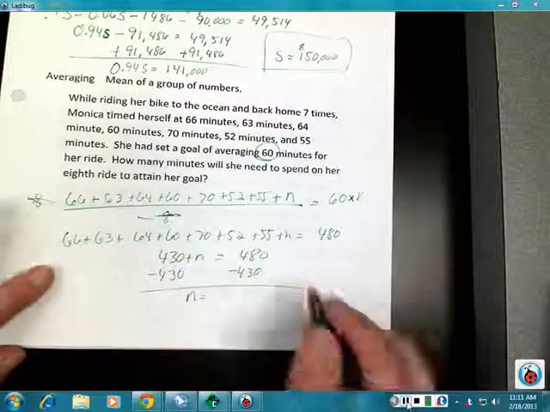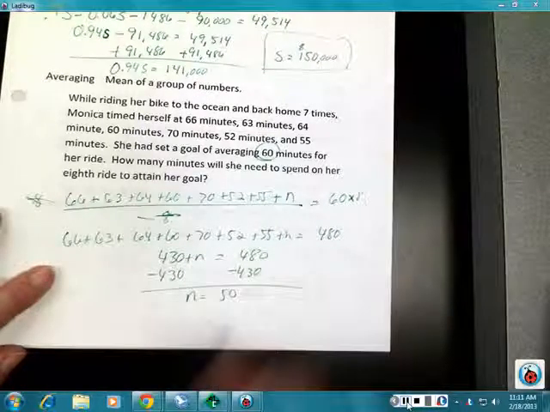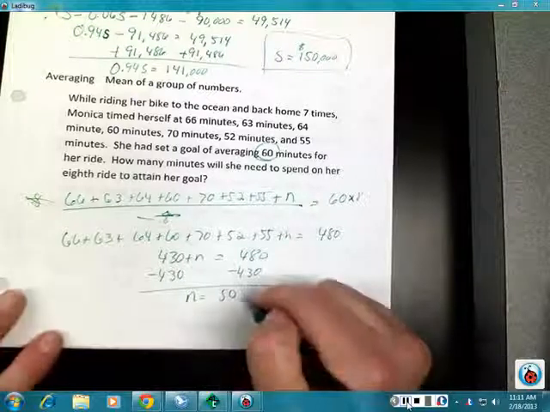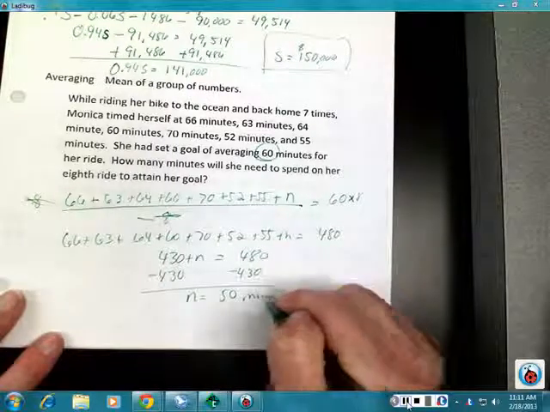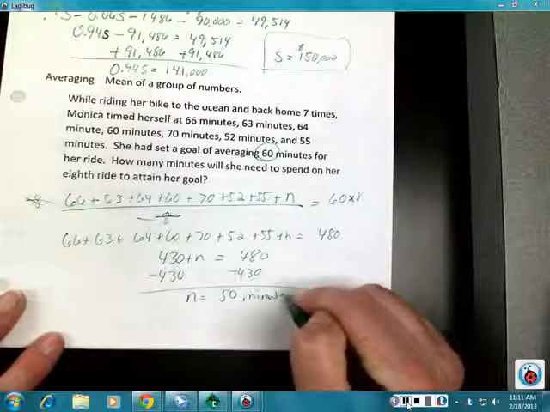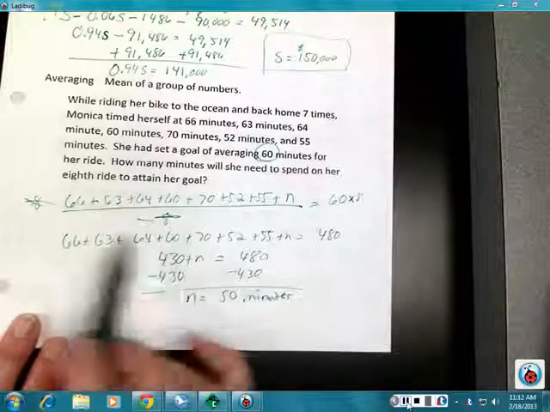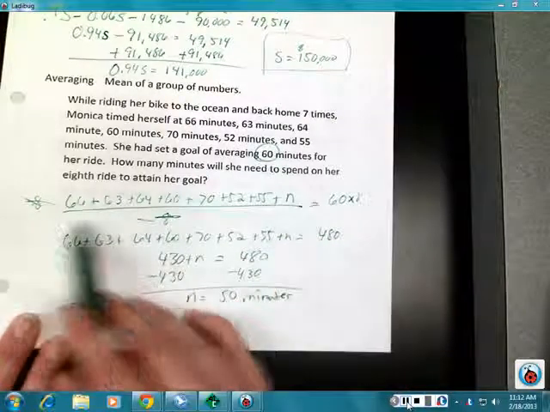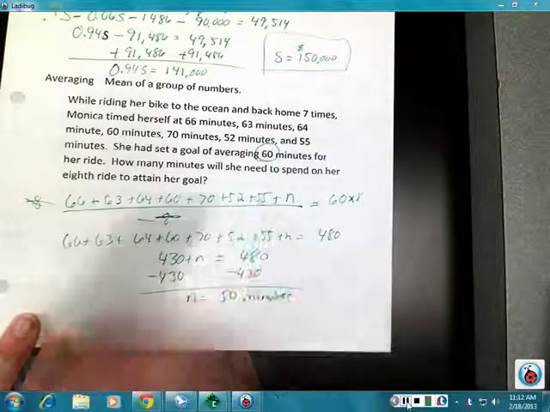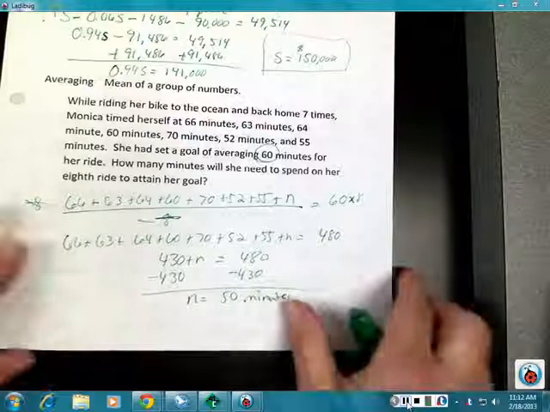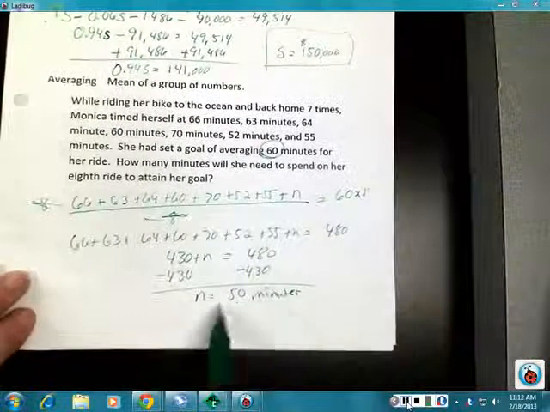So 480 minus 430 is 50. So she needs to do the last one in 50 minutes, and she would have averaged her 60 in there. Will she make it? What do you think? With all these numbers, she hasn't gotten a 50 in anything yet, so I don't know. She's got to ride really fast in order to do it. So she'd need to do it in about 50 minutes.